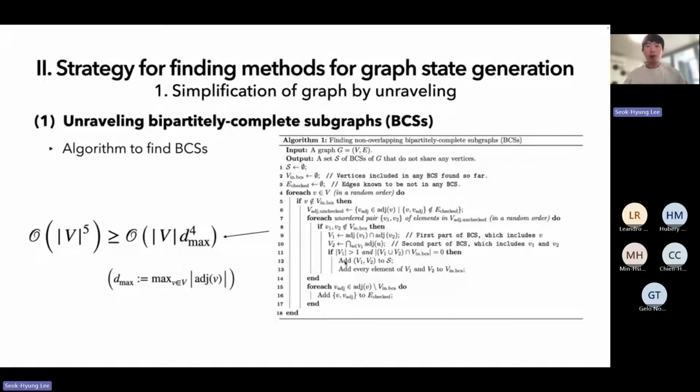In our paper, we proposed an efficient algorithm to identify every non-overlapping bipartitely complete subgraph. I'm not going to go into details about this, but I just want to mention that it has a time complexity of the number of vertices times the fourth power of the maximum degree of the graph. By the way, the degree of a vertex is defined as the number of edges it is connected with. So we can do this in polynomial time.